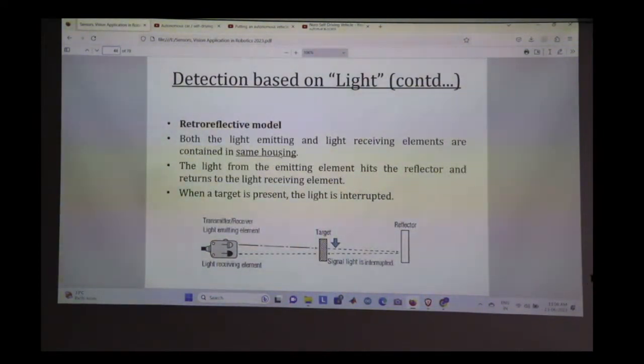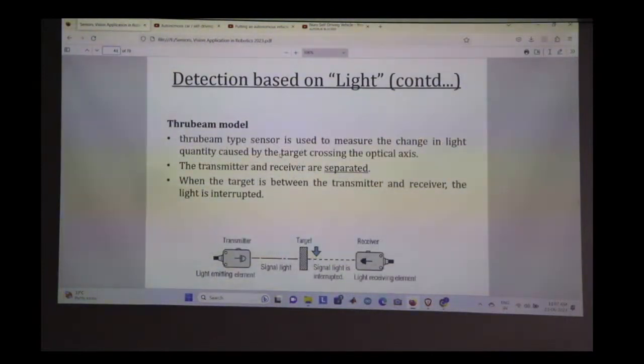Now this is another one. See, this is slightly different. It's called detection based on light, and this is the retroreflective model. Here we have the transmitter and receiver in the same unit. We are transmitting to the target. The target is certainly not reflecting the exact thing. Only a part of it goes to the reflector, then it is reflected back again going to the target. So there are different ways. We study these things in optics, the physics of light. Then we have got the through beam model again.